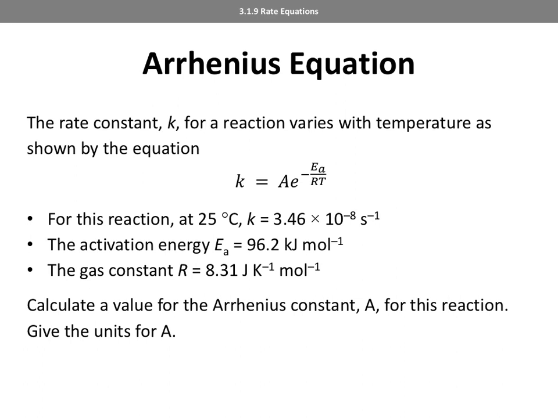So calculate a value for the Arrhenius constant A for this reaction and give the units for A. The first thing that we need to do is to turn the temperature into Kelvin. So that is 273 plus 25, which equals 298 Kelvin. So you do need to watch out for unit conversion. And then the activation energy needs to be in joules per mole, so that equals 96,200 joules per mole. Now we're going to do the actual calculation and work out the units for A.